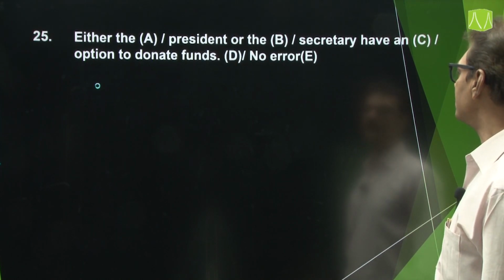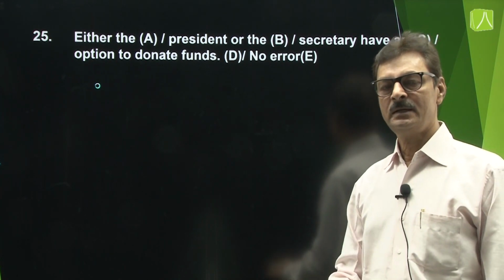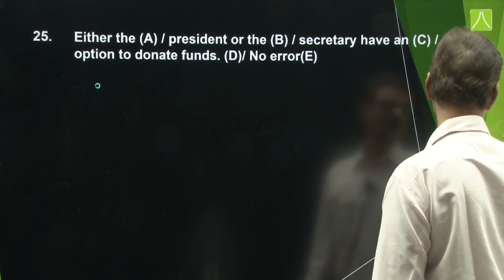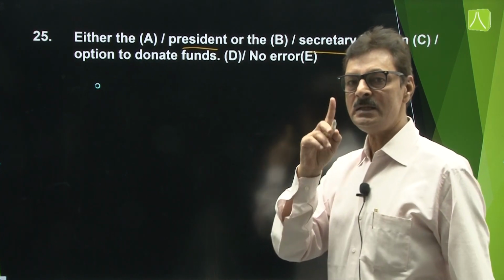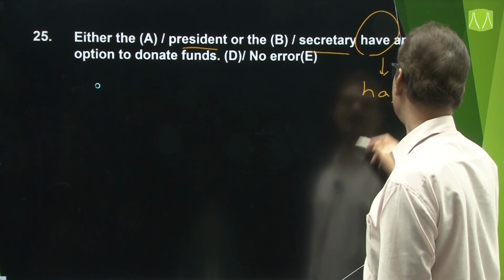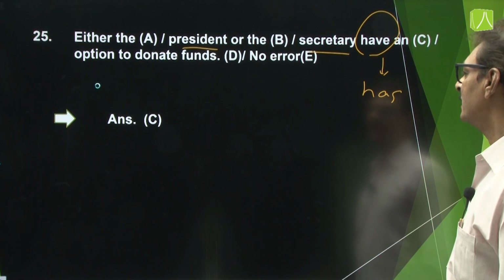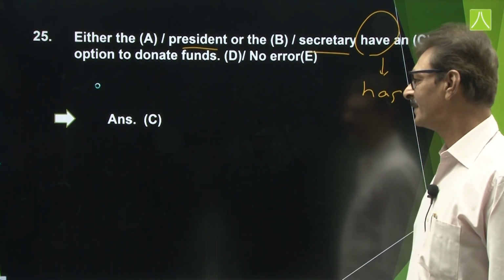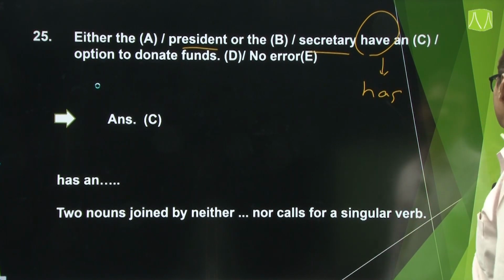Either the president or the secretary have an option to donate funds. Very clear cut. Either or. Both are singular subjects, yes, two singular subjects: president, secretary. What does either or take? A singular verb, which means a verb with s or es. So here it is has an option to donate funds. So this is the correct statement. The error is in part C. Two nouns joined by neither nor always call for a singular verb.